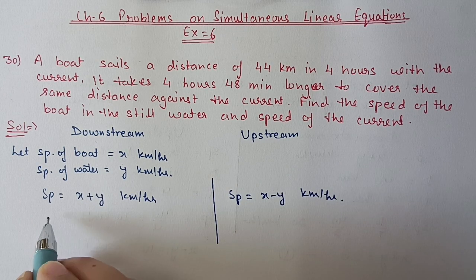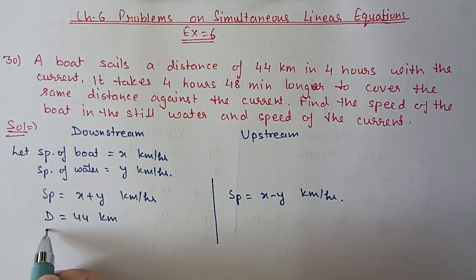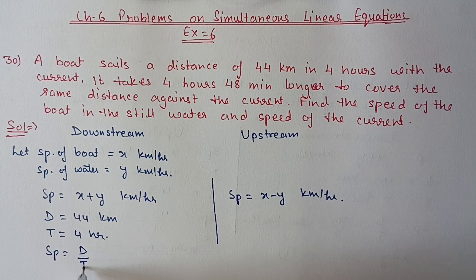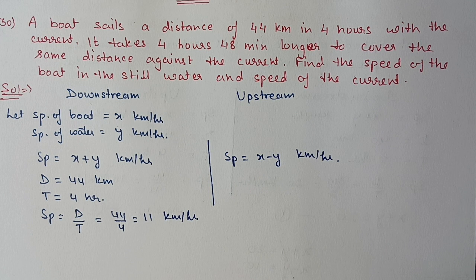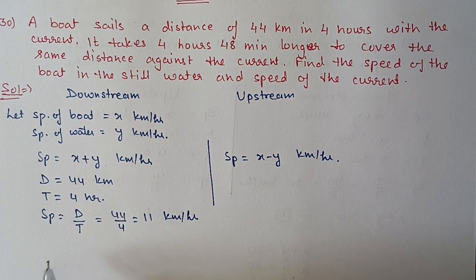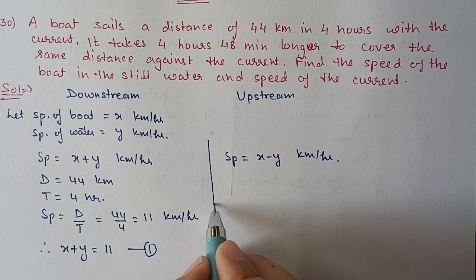When it is downstream, the distance is 44 kilometer and the time is 4 hours. So the speed will be distance upon time, 44 upon 4, equal to 11 kilometer per hour. So we can write x plus y is equal to 11, because this is also speed. Therefore x plus y is equal to 11.